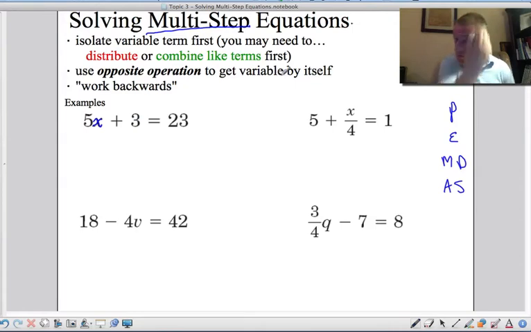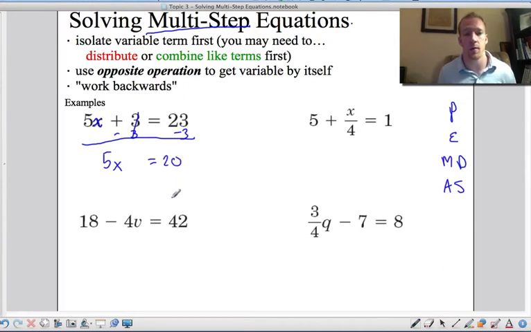This is solving multi-step equations. Using this idea of working backwards, we're going to add or subtract first. We're going to minus that 3. Whatever we do to one side, we must do to the other. And the reason I subtract the 3 is because that eliminates the 3. Now my left-hand side is simpler than it was. I'm that much closer to having x all by itself. Gives me 20 over here.